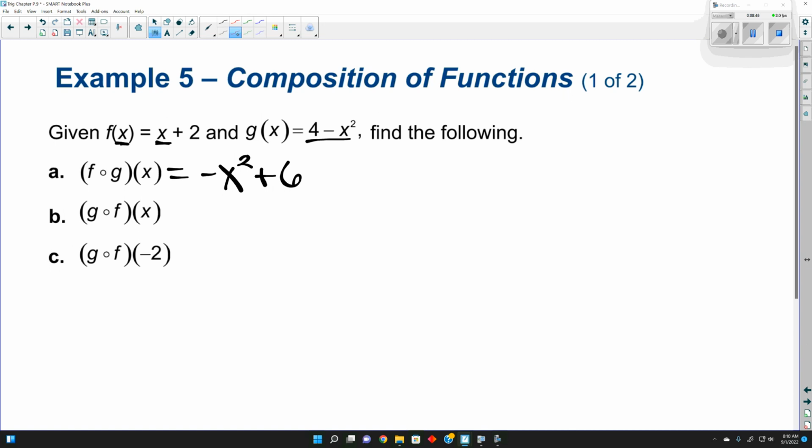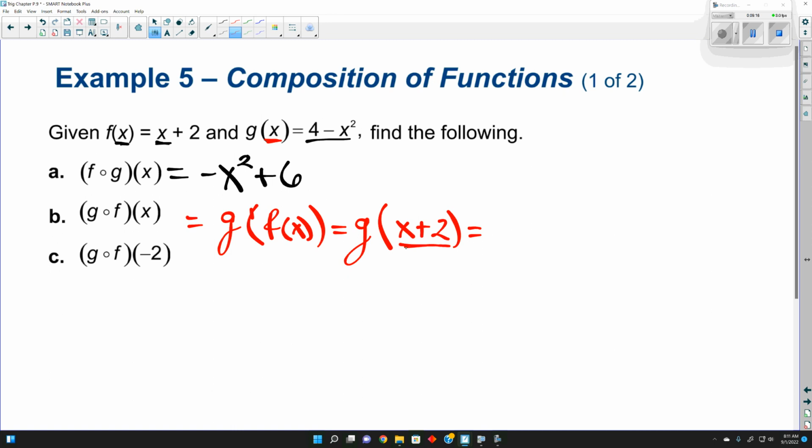Now we can go the other way around, g of f of x. Well, let's say we have g parentheses f of x. And this is going to work almost the exact same, except instead of taking g of x first, we're taking f of x first. And our f of x function is x plus 2. Well, now we have g of x plus 2, which means I'm replacing every x in g of x with x plus 2. So we'd have 4 minus x plus 2 squared.